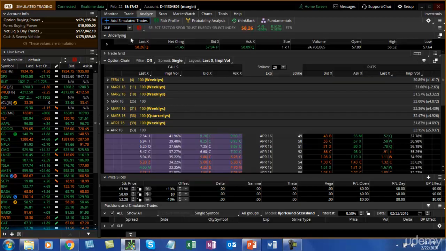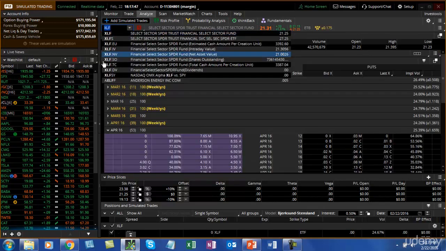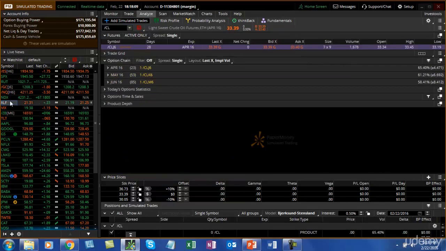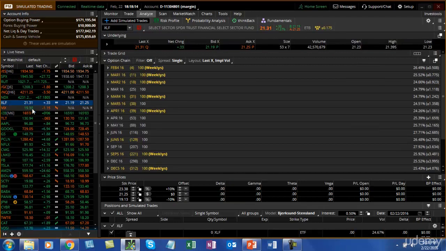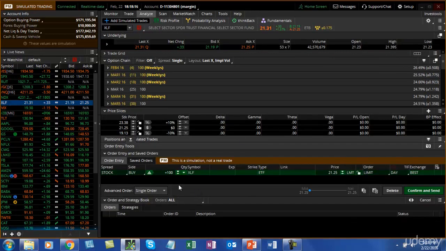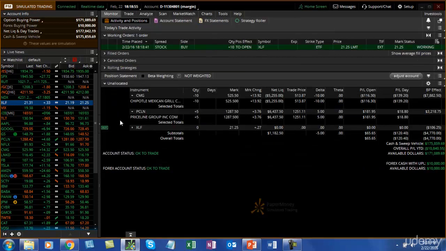We can come to the XLF or the XLE if we wanted to buy the XLF. So this is the financial services ETF. Just buy the ETF itself, just like you're buying a stock. That's how simple it is. And you're instantly going to get exposure to the entire financial sector itself. We'll wait tomorrow and we'll see, and we should get executed.